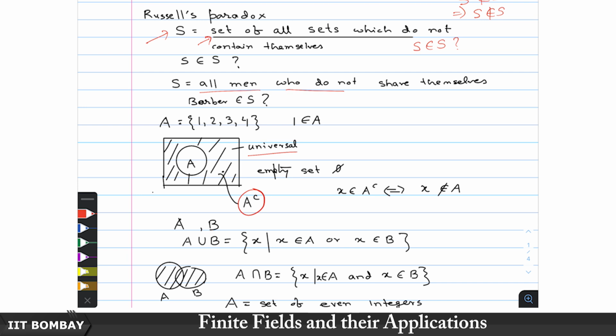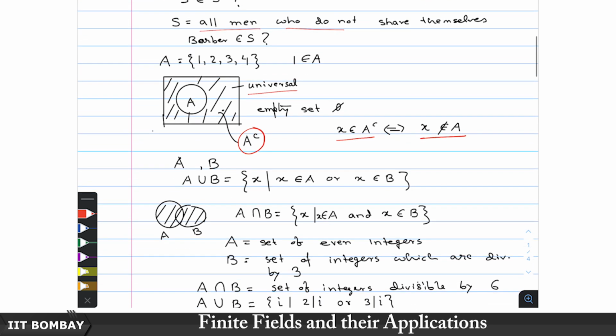So, x is in the complement if and only if x is not in A. Given two sets A and B, their union is defined as the set of all elements which are either in A or in B. Right. So, if you have two sets like this, A and B, their union is this shaded area that is shown here.